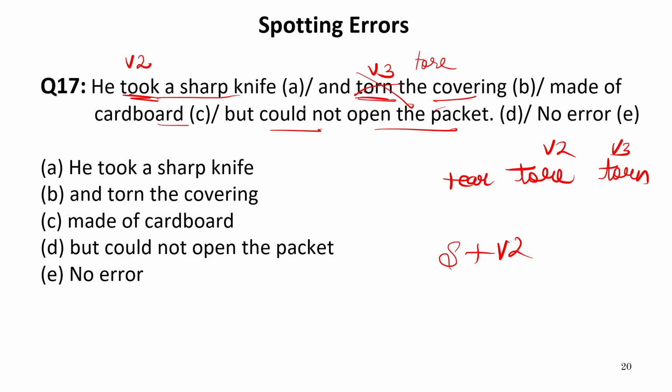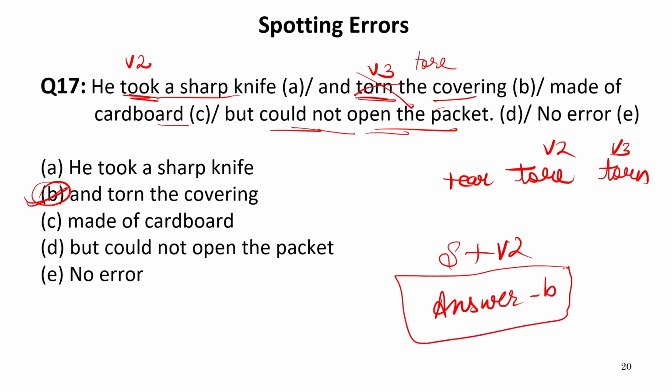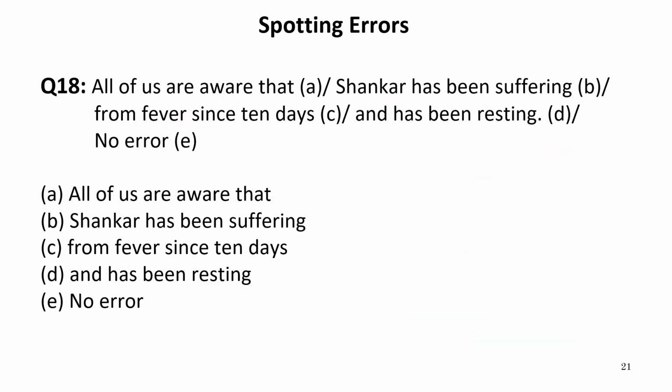Also, this is the past tense. Could not open shows the past tense. Therefore, B part contains the error. So our answer is B. So you have to see all the grammatical aspects, and you should be aware of the concepts of grammar while you are spotting the errors in a sentence. Now let us move to the next one.